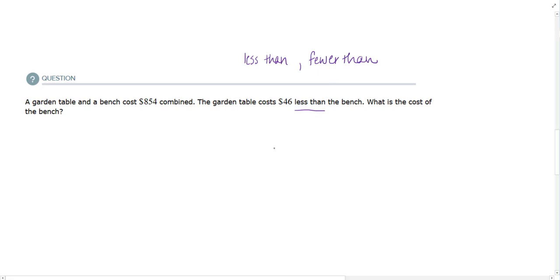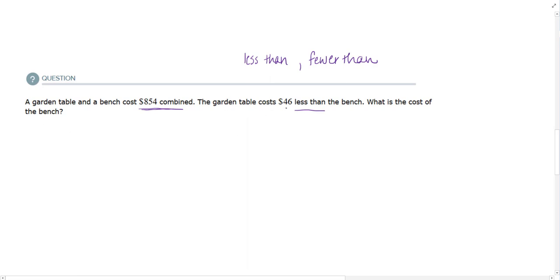which thing is supposed to be the less quantity or the more quantity. So for example, we have a garden table and a bench cost $854 combined. Okay, there's that total that we're going to need, but let's leave it alone for a minute. The garden table costs $46 less than the bench. What is the cost of the bench?